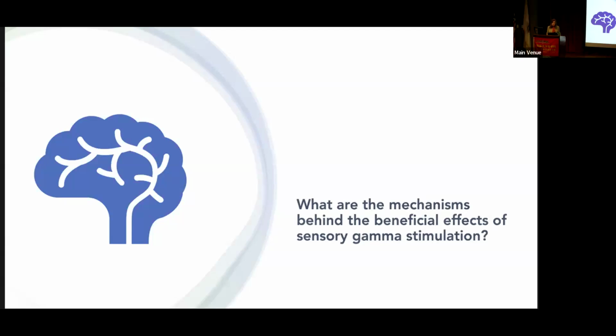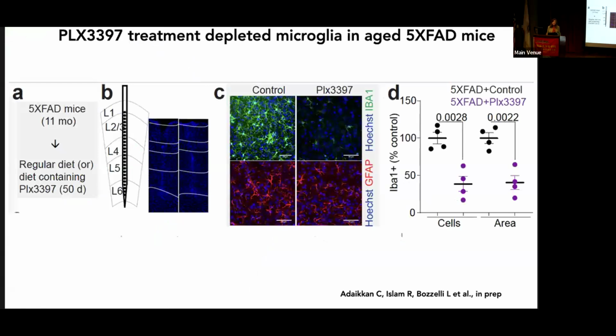So we initially decided to start with figuring out what's the mechanism behind the rapid reduction of amyloid in the brain. With just 1 hour of stimulation, we could observe such a reduction. So since we saw this very rapid microglial response, and microglia are known to be able to phagocytose amyloid, we wanted to know whether microglia play a role in this process.